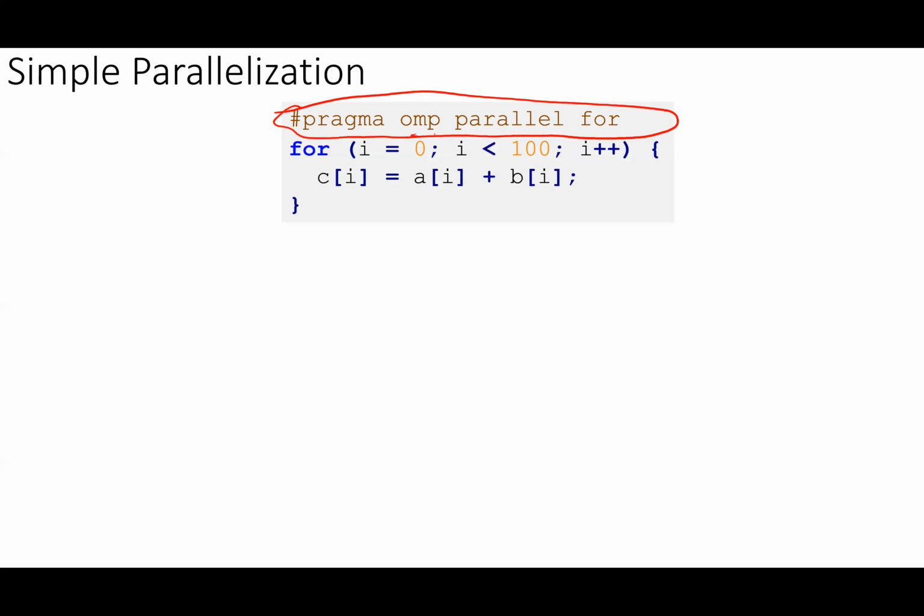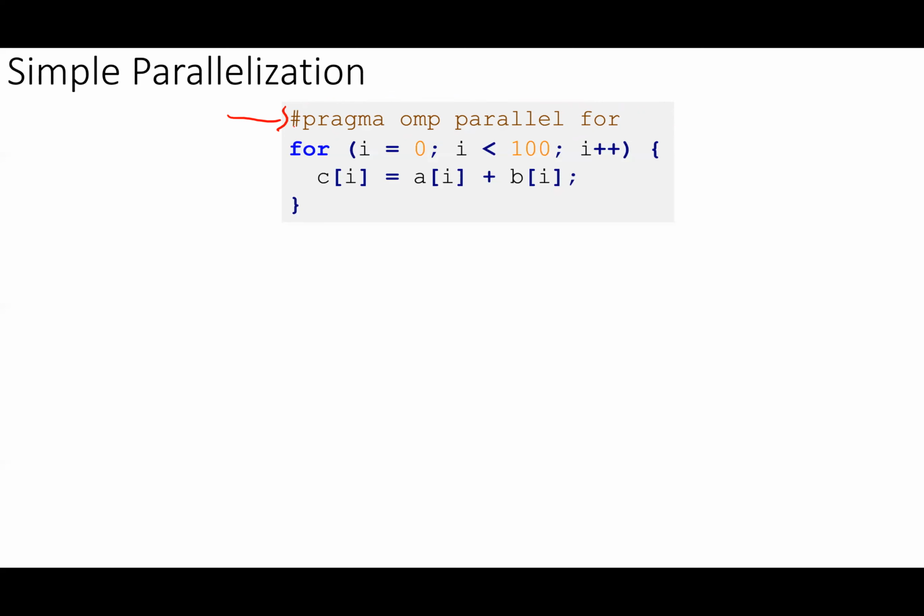OpenMP stands for Open Multiprocessing, and that's where this OMP comes from. What I've added here is what's called a pragma. You probably haven't seen this before. Has anybody ever used a compiler pragma before? Okay, I wouldn't expect you have.